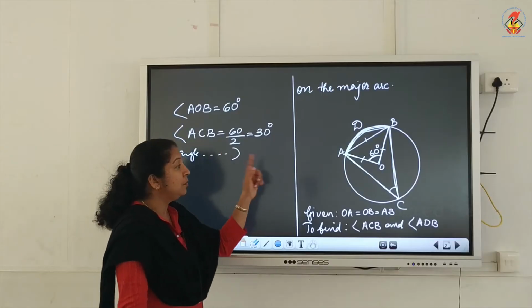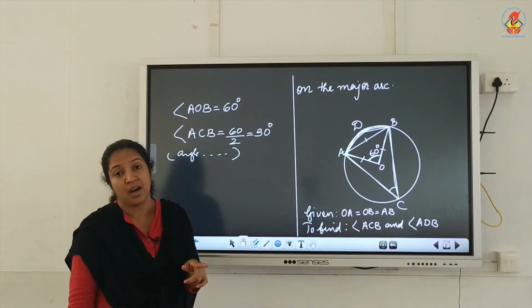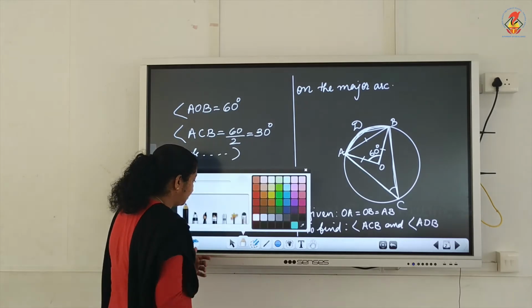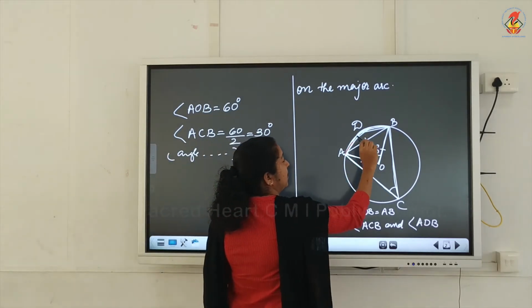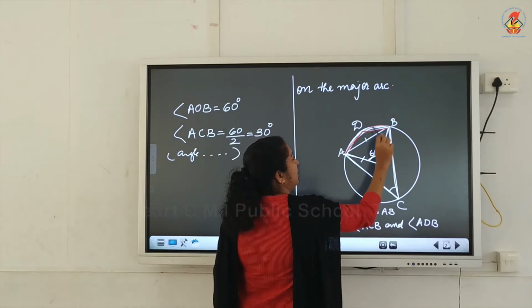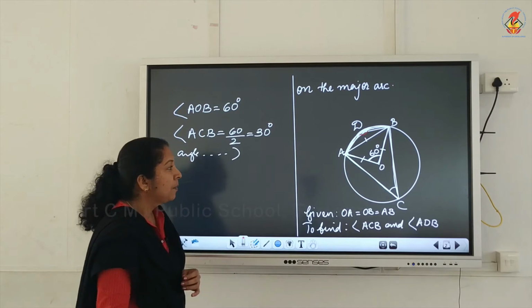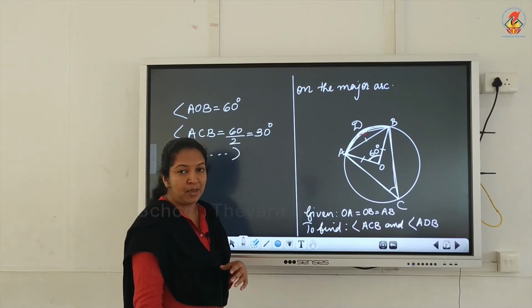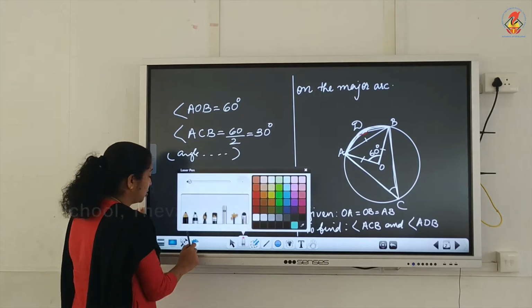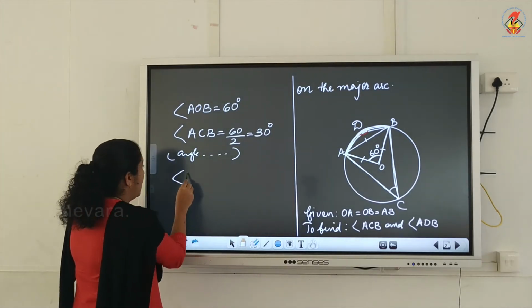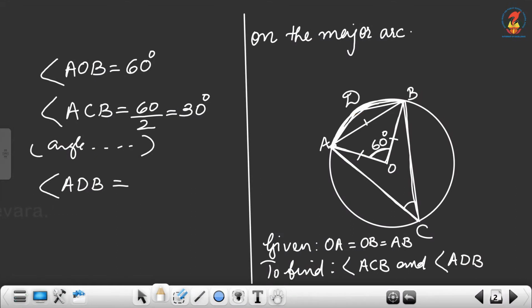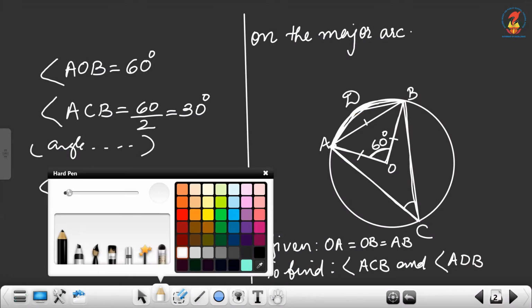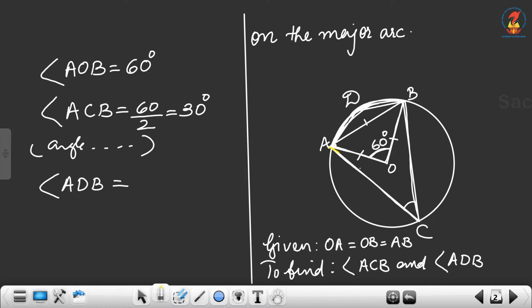Actually, this is the angle made by this chord at the major arc. Then we have to find the angle at the minor arc. So, this is the minor arc, and angle ADB is the angle made by this chord AB at the minor arc. How can you find angle ADB? What about this quadrilateral ACBD? It is a cyclic quadrilateral.